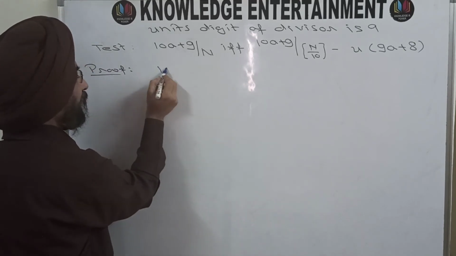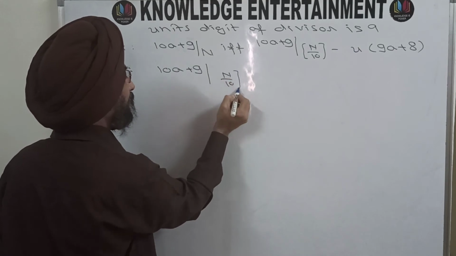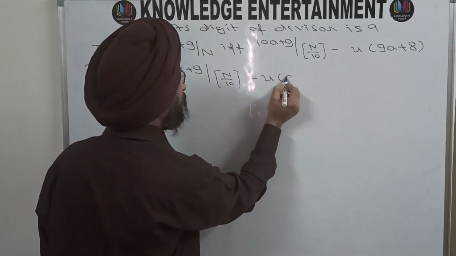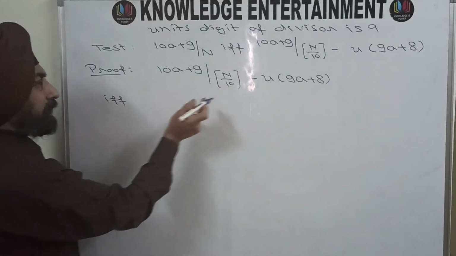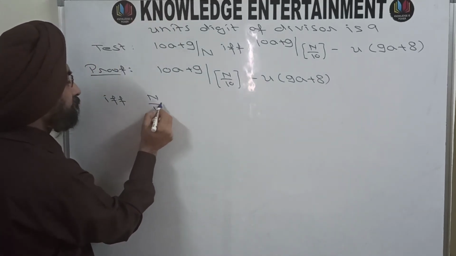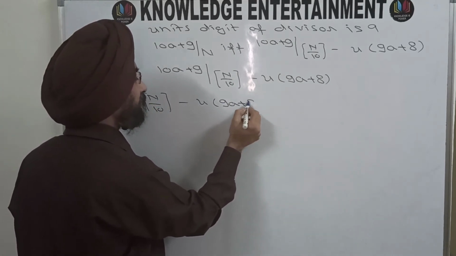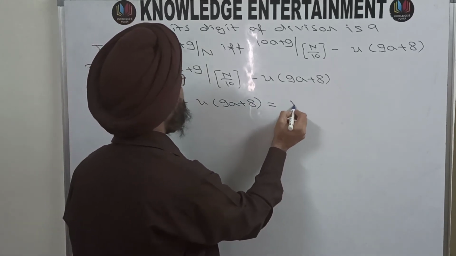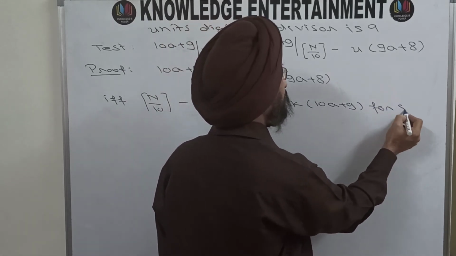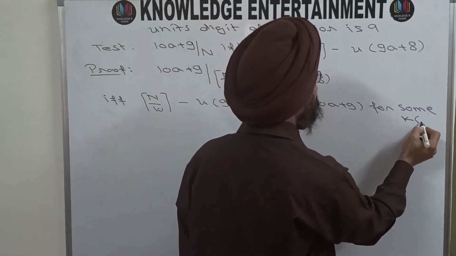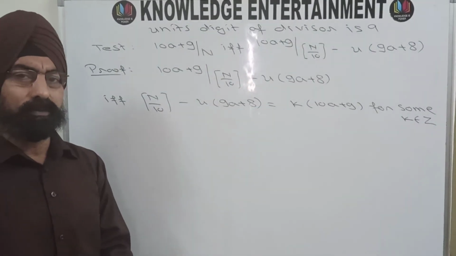10a + 9 divides n by 10, greatest integer function, minus u times (9a + 8), if and only if this number, n by 10 greatest integer minus u(9a + 8), is equal to k times (10a + 9) for some k in the set of integers. As we have done in the previous two cases, the same proof will work here again.